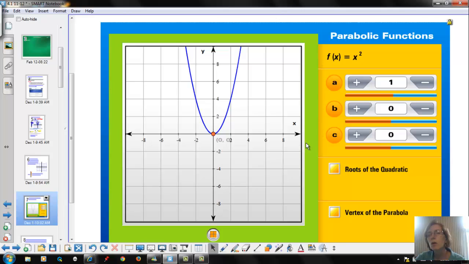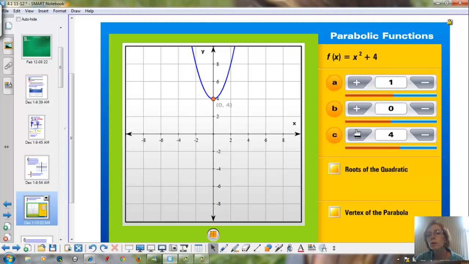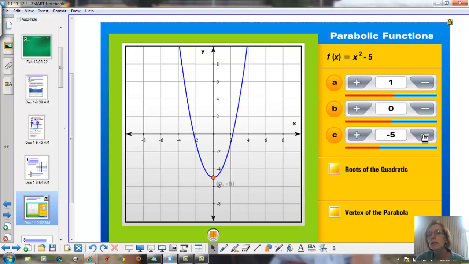And just like you saw from our discovery lesson the other day, if the c value goes up, we're adding x² plus 3, x² plus 4, x² plus 5. We can see the graph is shifting up. Same thing if we make the c, well, we're calling it c here, we were calling it k before, negative, it will shift it down. That's if something's being added or subtracted at the end.